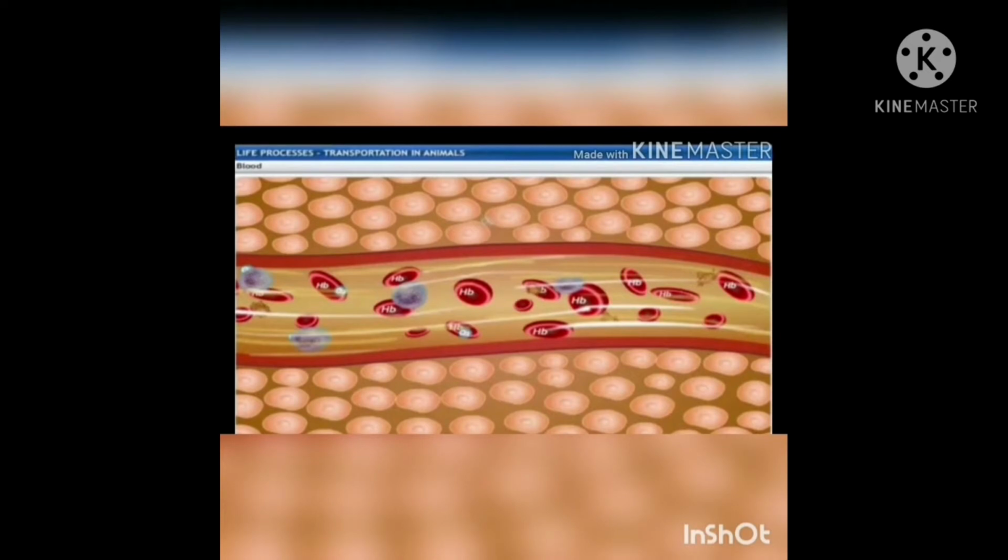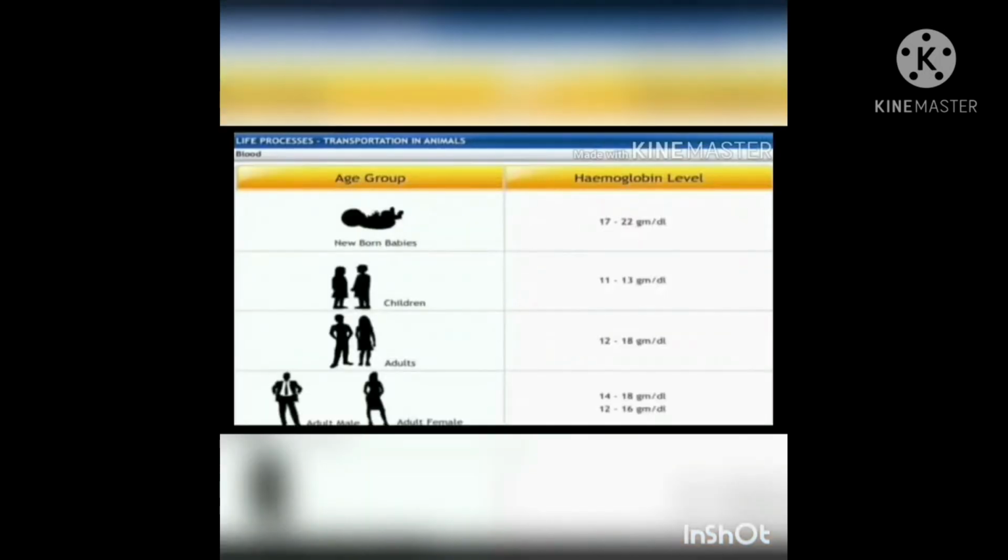Red blood cells, or RBC, are biconcave, circular, enucleate cells, and they contain a reddish respiratory pigment called hemoglobin. The hemoglobin content varies in different stages of human life. Look at this table.